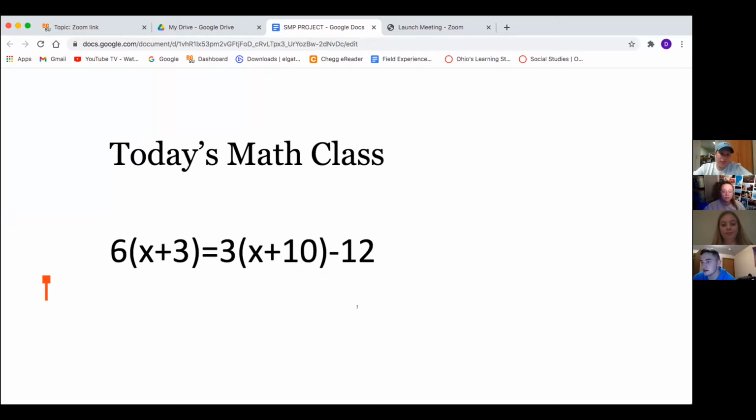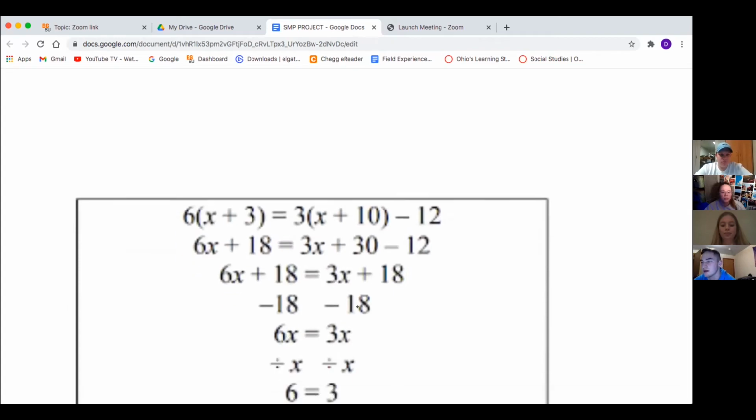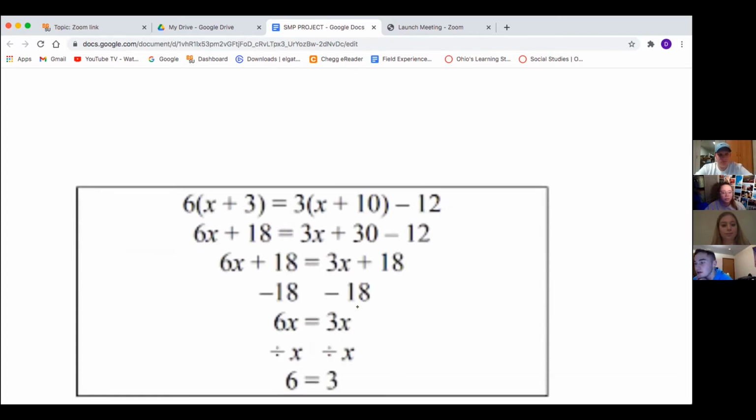We are trying to solve this problem, so we need all the numbers that x can be to make the equation true. Do we have to get the variable x by itself? Yeah, but we have to simplify both sides of the equation first. Okay, so we have to get 3x plus 30 minus 12. That's 3x plus 18. And on the left side is 6x plus 18.